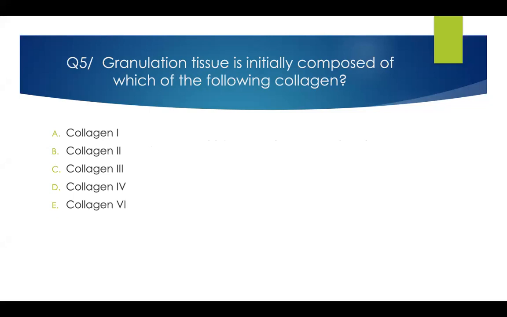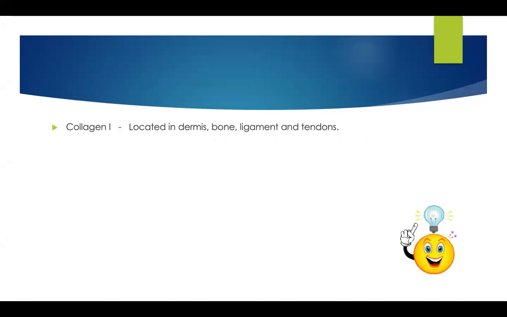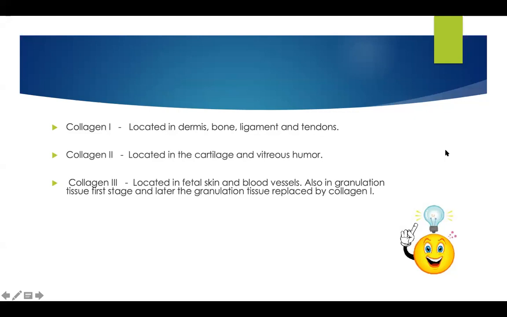I guess all agree for collagen 3, and absolutely right. It's collagen 3. Yes. Collagen 1 is usually located in the dermis, bone, ligament, and tendon. Collagen 2 in the cartilage and vitreous humor. Collagen 3 in the fetal skin and the blood vessel, and the granulation tissue in the first stage. And remember, within the last stage of a granulation tissue, it's usually converted to collagen 1, okay?